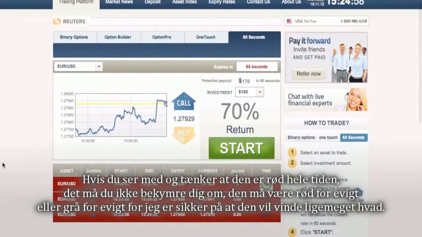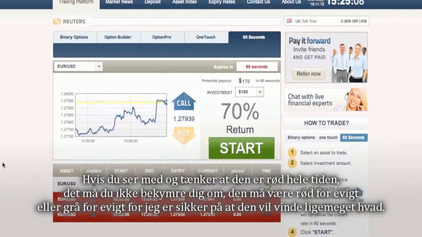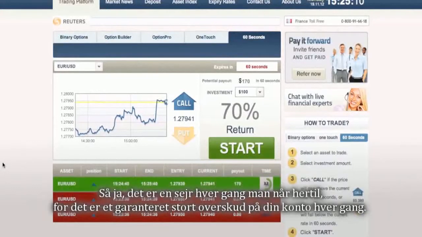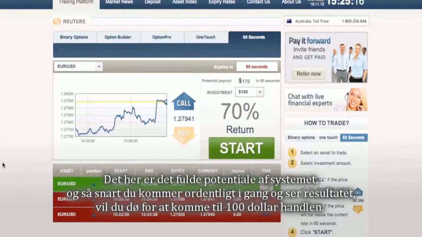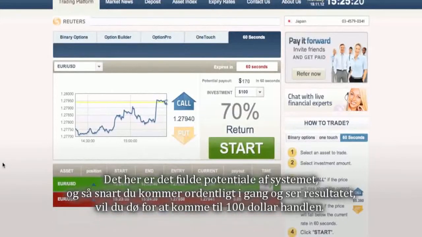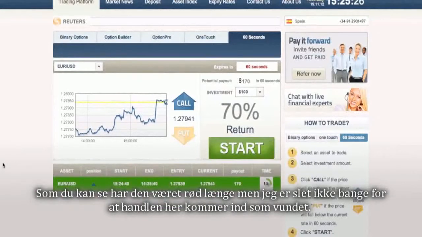Now, if you're watching and thinking, no, it's red all the time, don't you even dare worry about that. It could stay red for ages or it could stay grey for ages. This trade will win, as I 100% know it will win. So yeah, it's a victory every time it happens, because this is the guaranteed boost to your account balance, and this is the full potential of this system. And once you start to get the hang of it and you see the results, you'll be dying to reach that $100 trade. And as you can see, it's been red for ages.